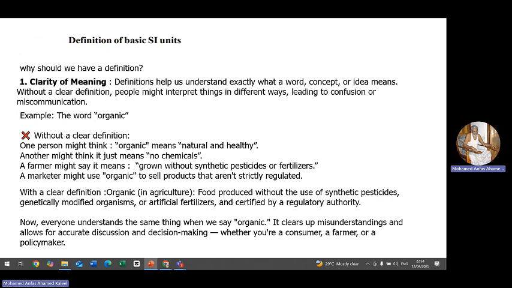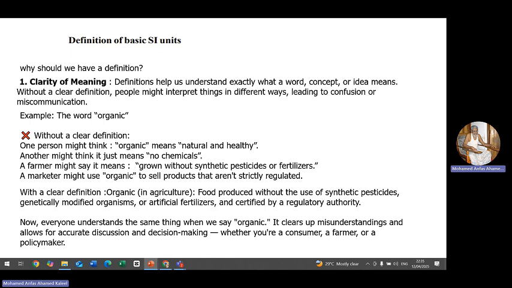Before we understand the definition of the basic SI units, it is better to understand why we should have a definition. Actually, the first reason is clarity of meaning. It helps us understand exactly what a word, concept, or idea means. Without a clear definition, people might interpret things in different ways, leading to confusion or miscommunication.